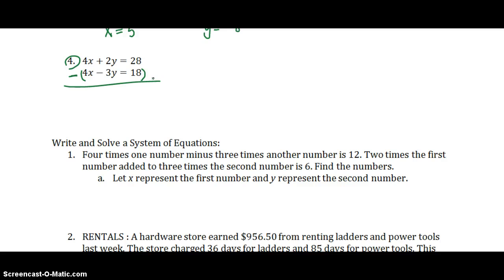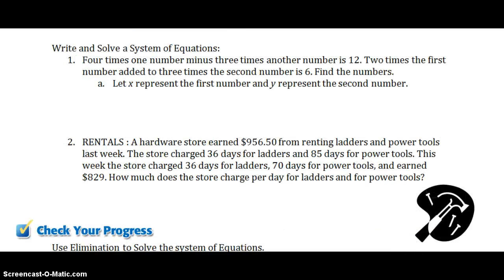So before my time runs out, I would like to work some word problems with you. Okay, so 4 times one number minus 3 times another number is 12. You can just write that exactly how it is worded. 4 times one number minus 3 times another number is 12. Got two different numbers. X and Y are our favorite in algebra.